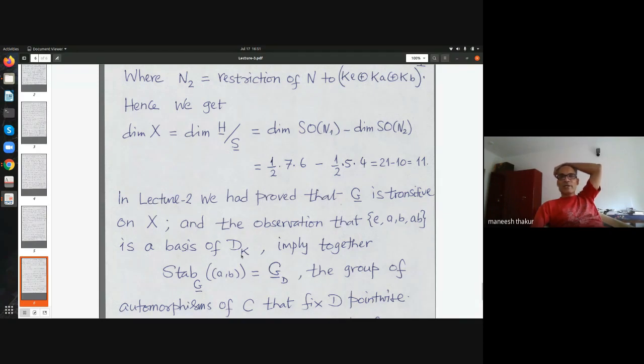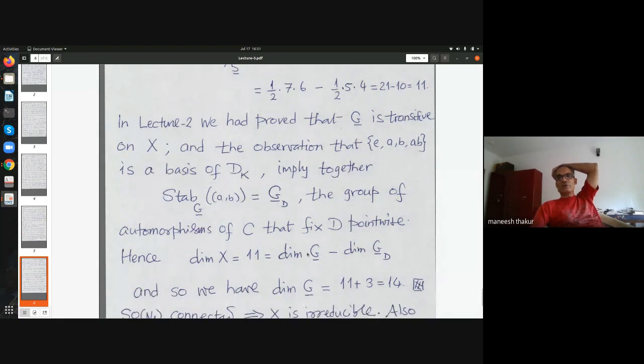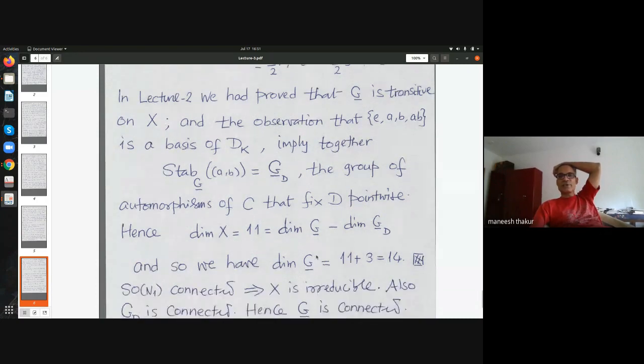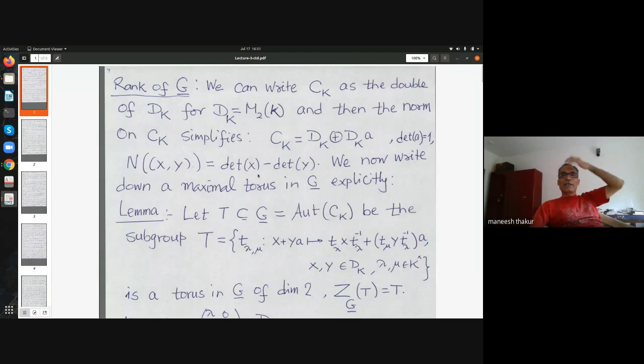And then the stabilizer in this case is G lower bar D, those elements which fix D point-wise, where D is the quaternion algebra we started with, which has this as a basis over K bar. And then we have this equation. So here we are using the automorphism structure. I hope this is clear. Okay, so the next thing is to compute the rank.